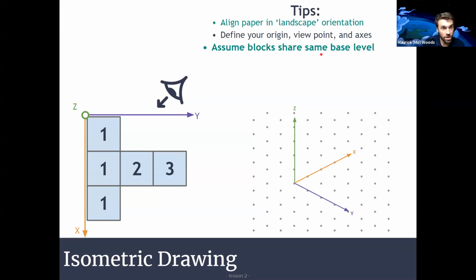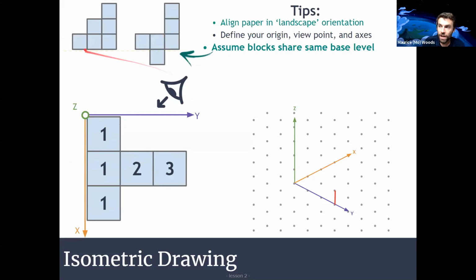I have one thing to say before we move on to that part. Assume that all blocks share the same base level. We made this assumption earlier. What I mean is that if this is the orange axis, the base plate that this is all sitting on top of, don't assume that 2 is going down underneath and then 3 is up high. They all start from the same base level. Seems kind of obvious, but just to be rigorous about our definition, let's say that.